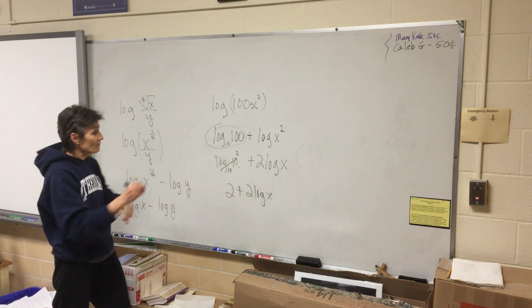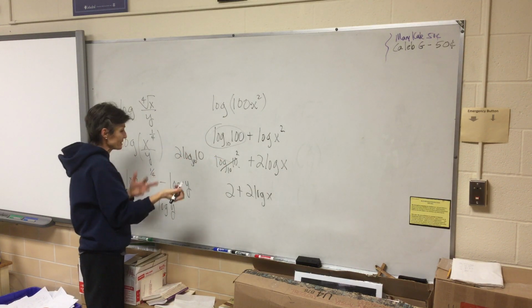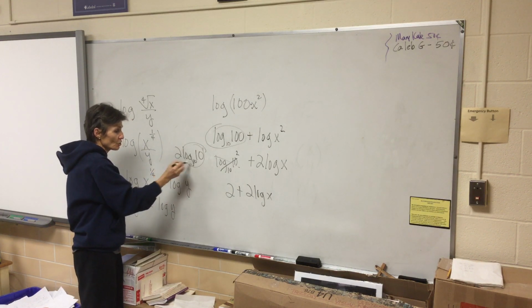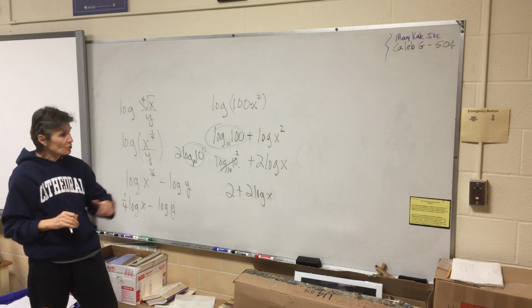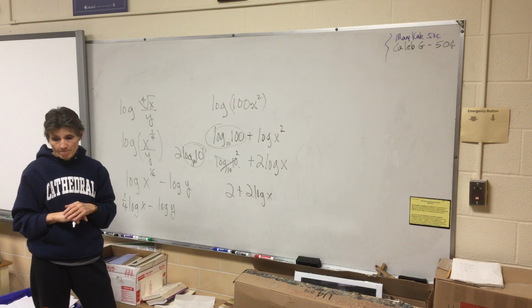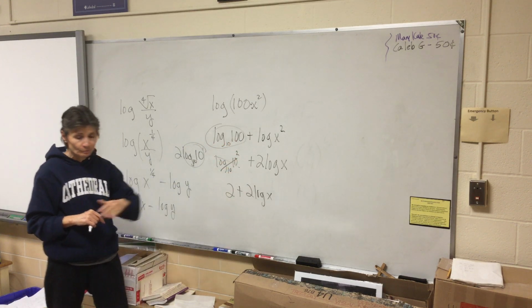Now, Jacob, if you wrote 2 log 10, you would still have to simplify. The log base 10 of 10 to the first is 1. So either way you do it, that's just going to be 2. It's just easier to do it straight up from the beginning. The log base 10 of 10 squared is 2.